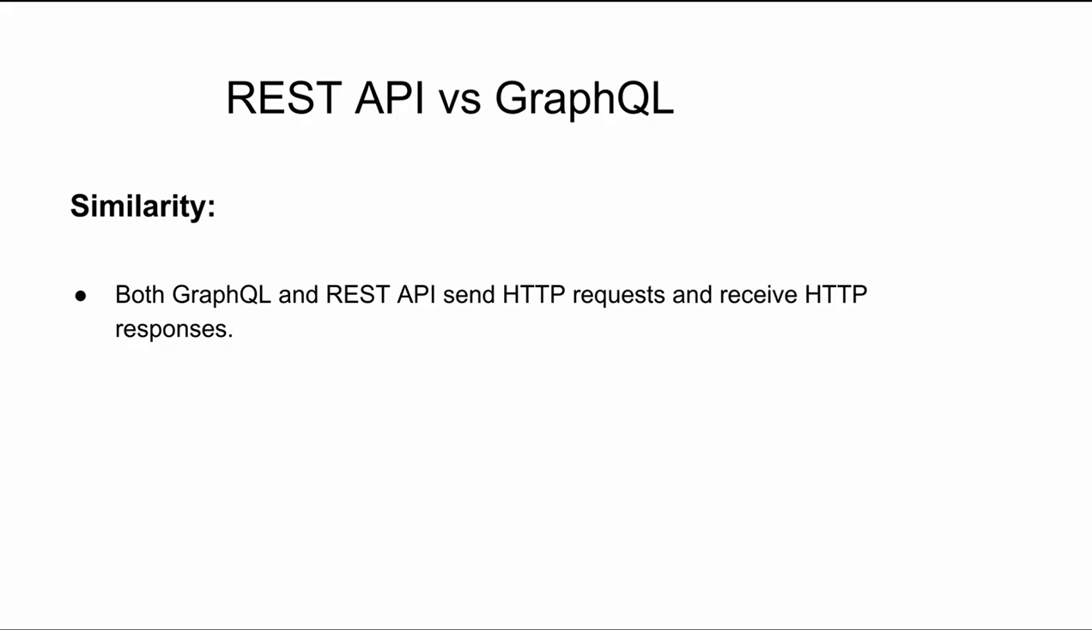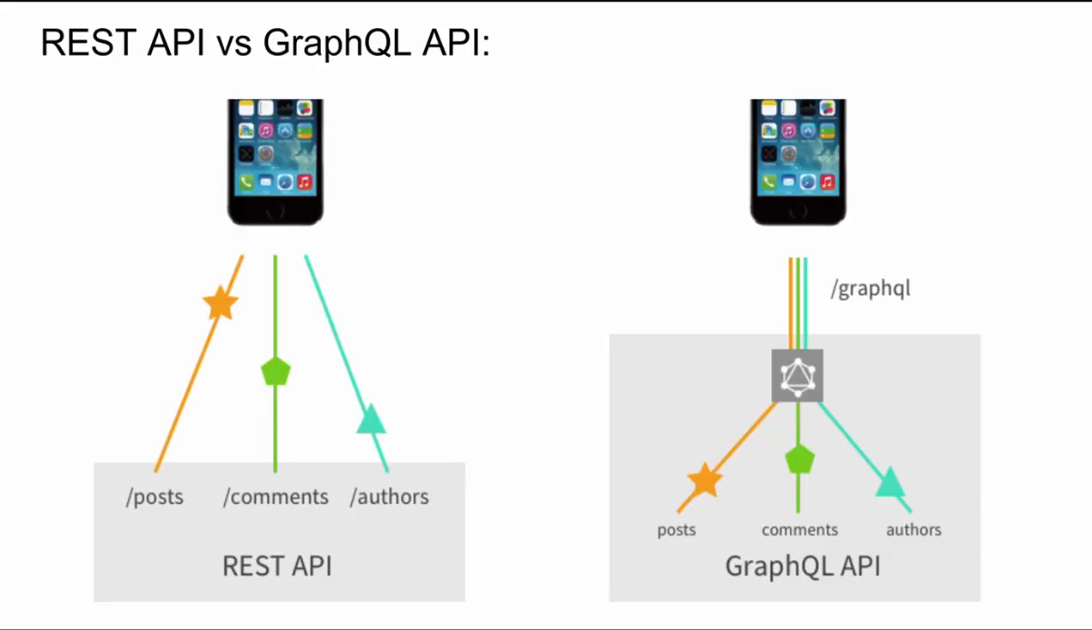So what are the similarities between REST API and GraphQL? The similarity is that both GraphQL and REST API send HTTP requests and receive HTTP responses. So now we will discuss the differences. The structure of REST API and GraphQL looks something like this.